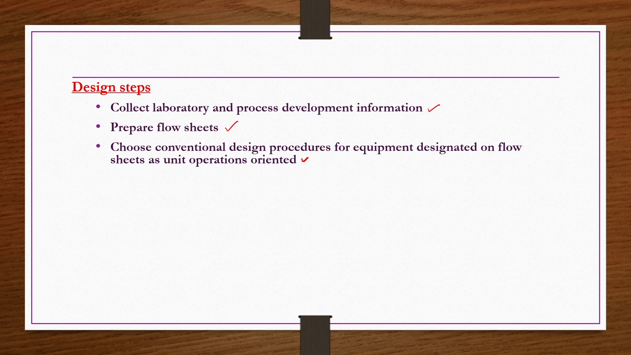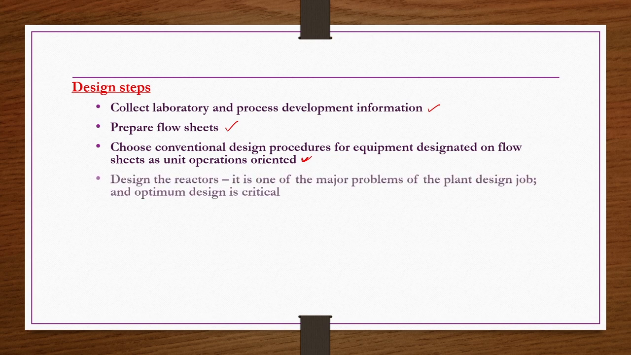Right? This is like a checklist that you can have when you're designing a plant. So you can have the design steps and then put a tick mark when each is done, like this. Then design the reactors. It is one of the major problems of the plant design job. And then optimum design is very critical.